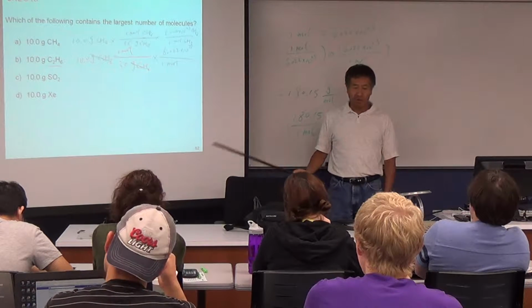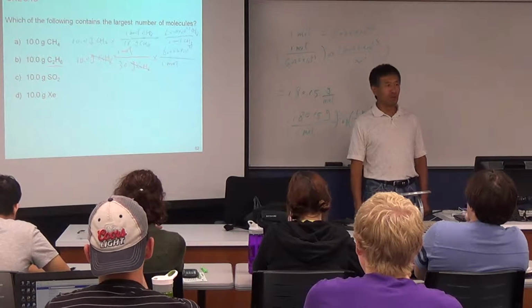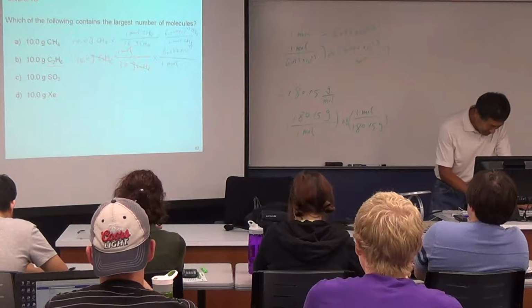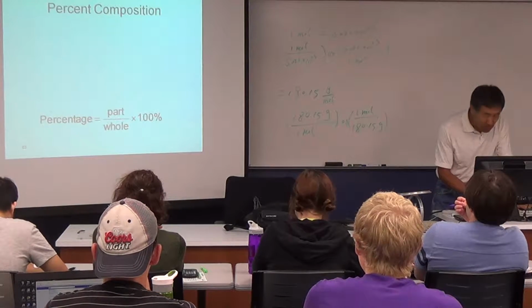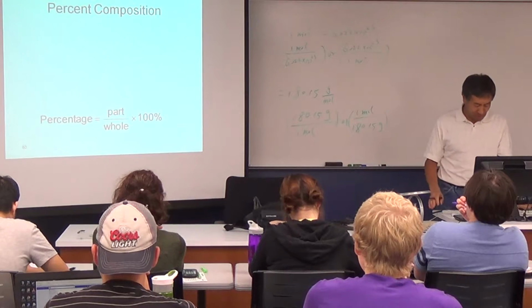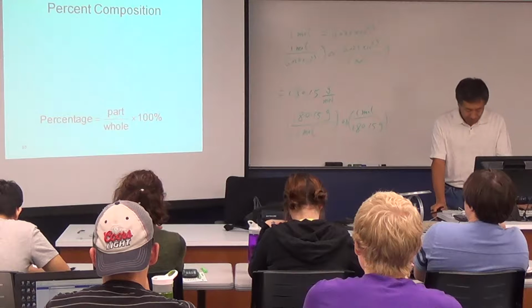Right? All right. Questions? So the answer is A, right? So methane has 16, all the others have larger numbers.